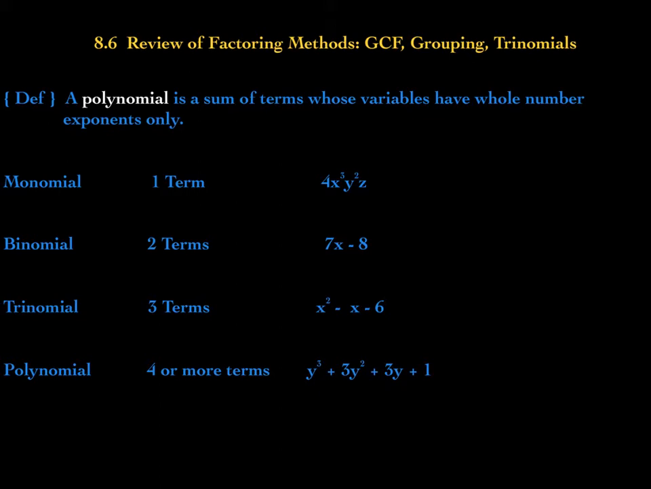Notice that all of the exponents are whole numbers only. Hey, by the way, if an exponent is not shown, it's assumed to be 1. The variable has an exponent of 1. So all of these exponents are positive whole numbers. So all of these are polynomials.